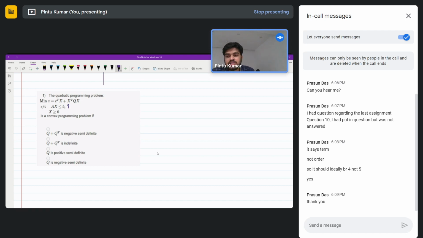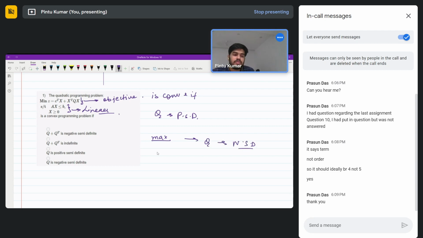So as I mentioned, its constraints are linear. So you just need to check your objective function, and your objective function is convex if your Q is positive semi-definite. So if we had maximization over here instead of minimization, then your Q would have had to be negative semi-definite. So for this case, this option is correct, that your Q is positive semi-definite.